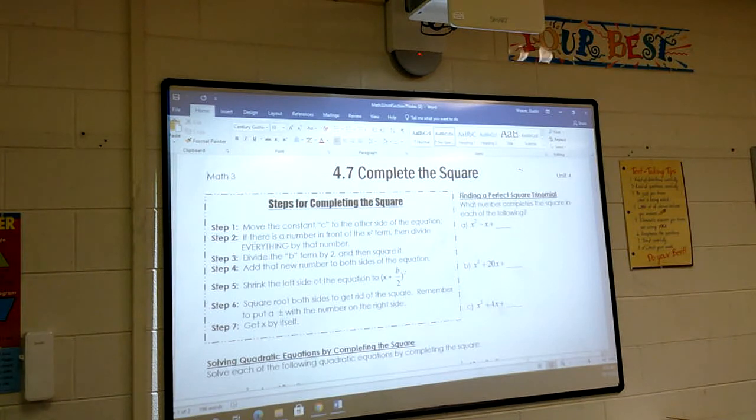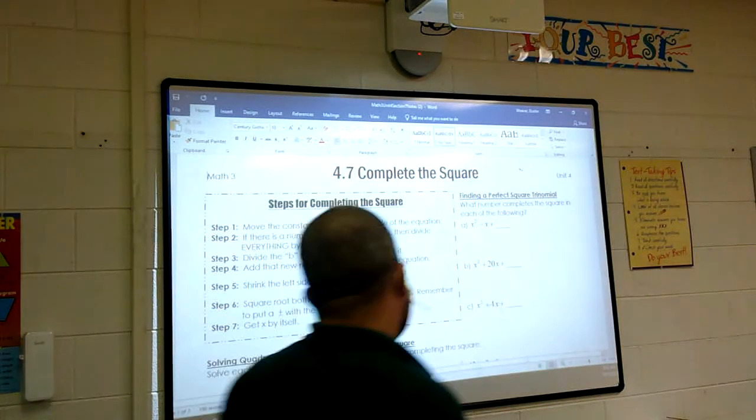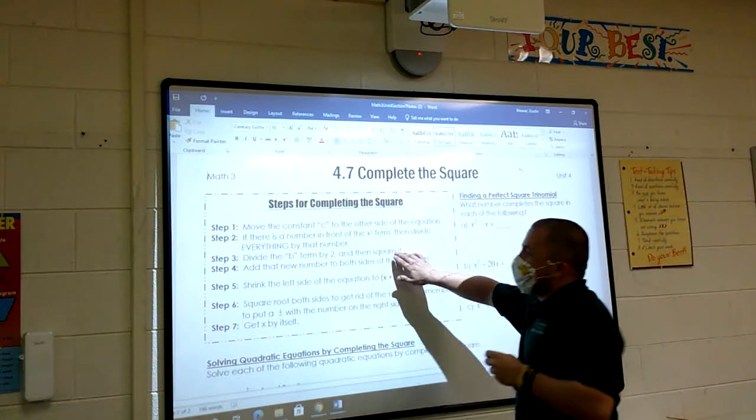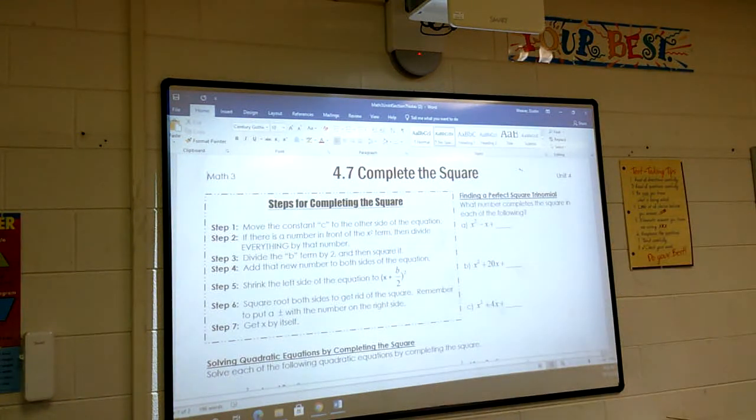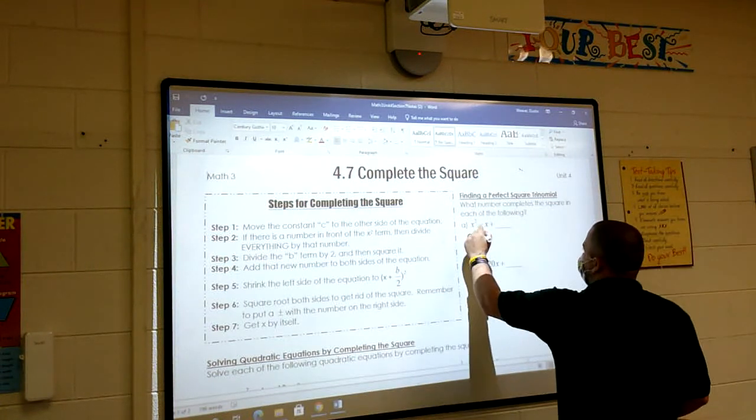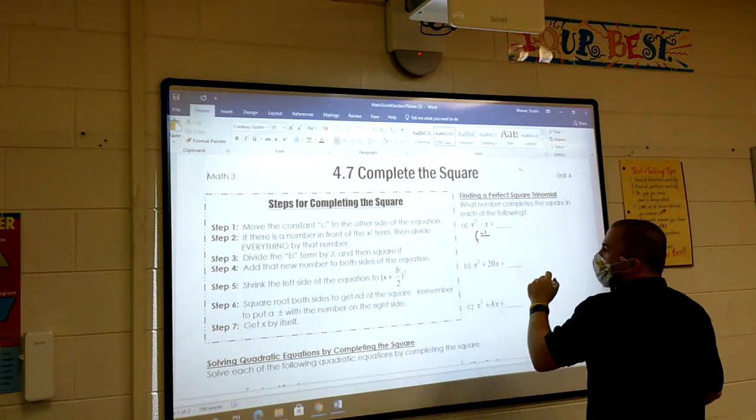So A, B, and C just ask us to complete the square without going through and solving it. So completing the square is, if you look at step 3, dividing the B term. B is the number in front of X. So you want to divide that number by 2 and then square it. Okay, so in this case, in A, the number in front of X is -1, so it'll be -1 over 2 squared.